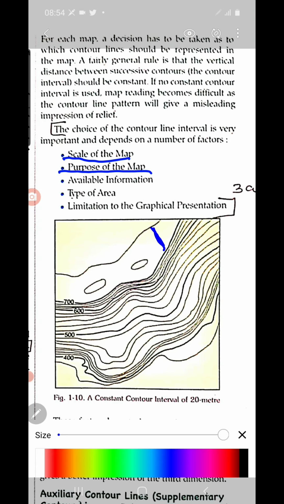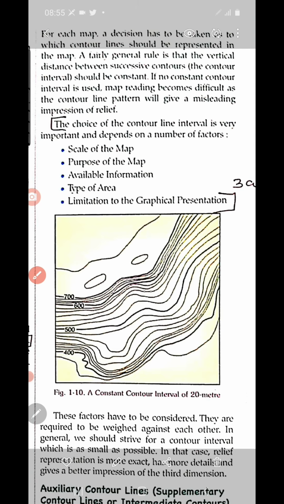Then the available information: what information is available about that particular place, the surveying done, photographs, everything. Then the type of area. Then the limitation of graphical representation. Even though we continue accurate study, there can be some limitation also. After collecting all the information, they determine the contour interval, that means the vertical distance between the contour lines. Understood? I hope these points are clear to you.